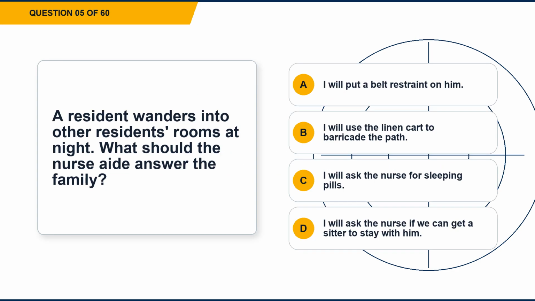Question 5. A resident wanders into other residents' rooms at night. What should the nurse aide answer the family? Option A. I will put a belt restraint on him. Option B. I will use the linen cart to barricade the path. Option C. I will ask the nurse for sleeping pills. Option D. I will ask the nurse if we can get a sitter to stay with him.